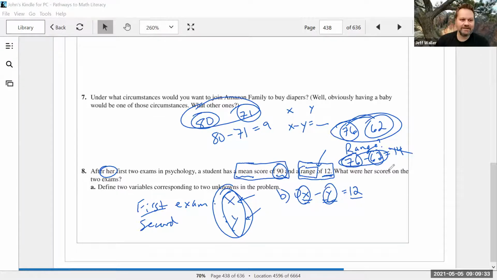I guess that means that one's done. Look at this other one. How would I find the mean? Let me erase some of this stuff here. How would I find the mean?